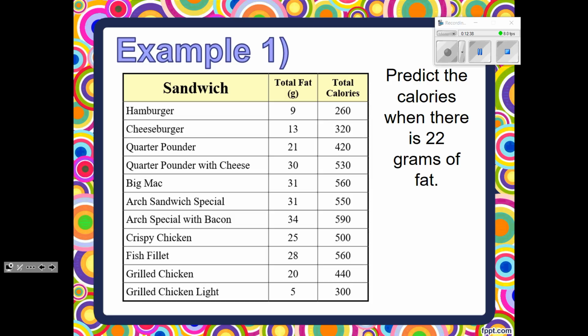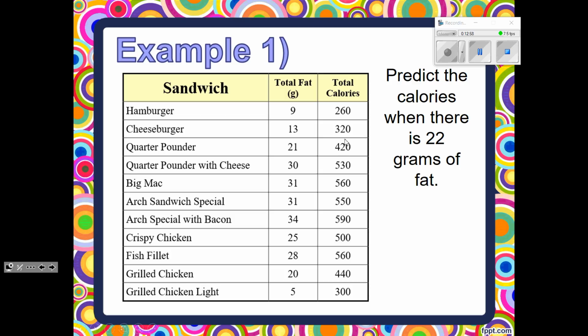So we're going to figure out if there is a relationship between the fat and the calories, and we're going to predict what the calories are when there's 22 grams of fat. So we're going to see if there's a relationship, and if there's an equation that goes with that relationship, and then possibly make a prediction from that. So the first thing we're going to do is put this into our calculator.